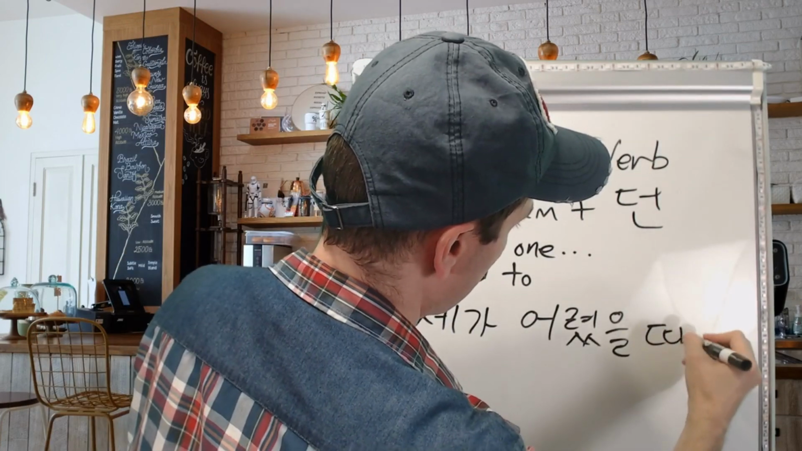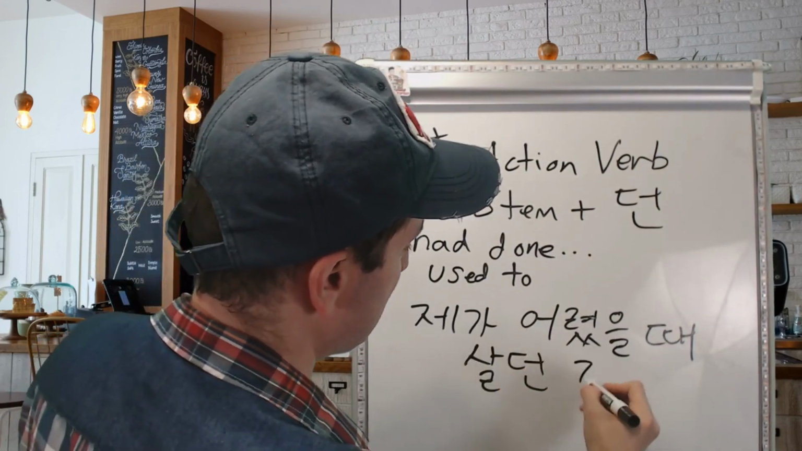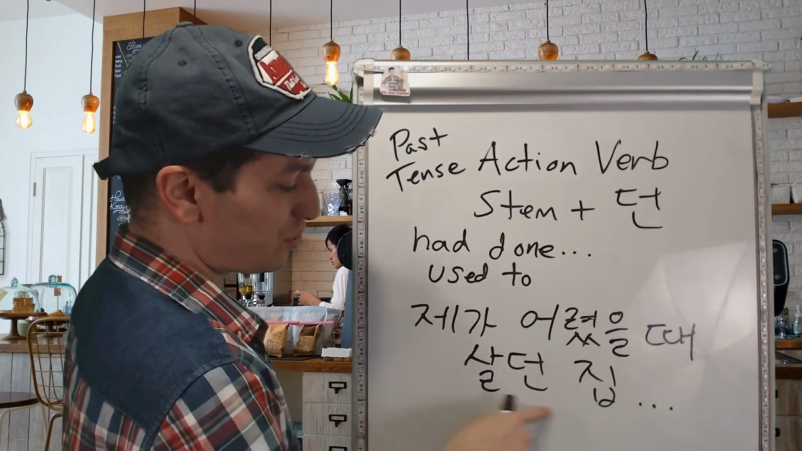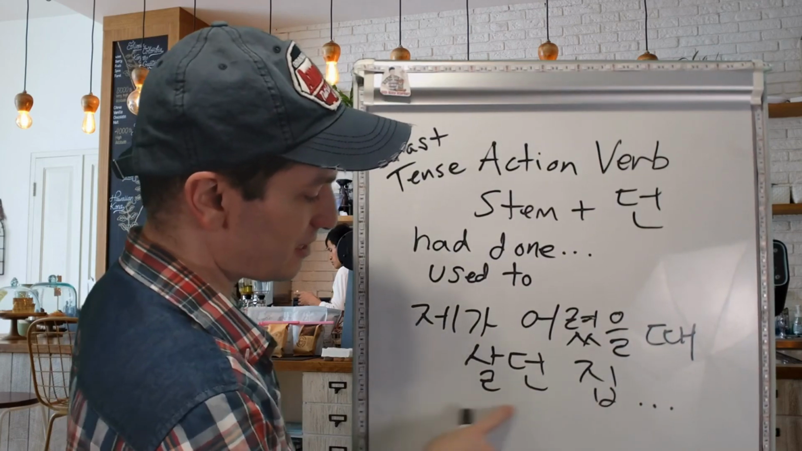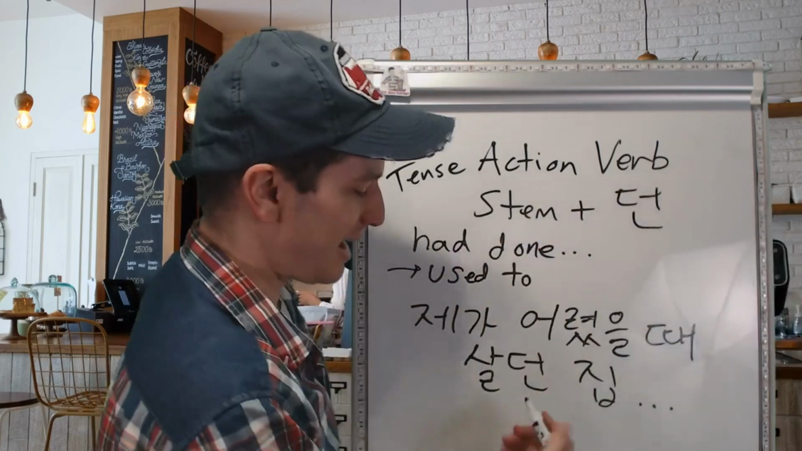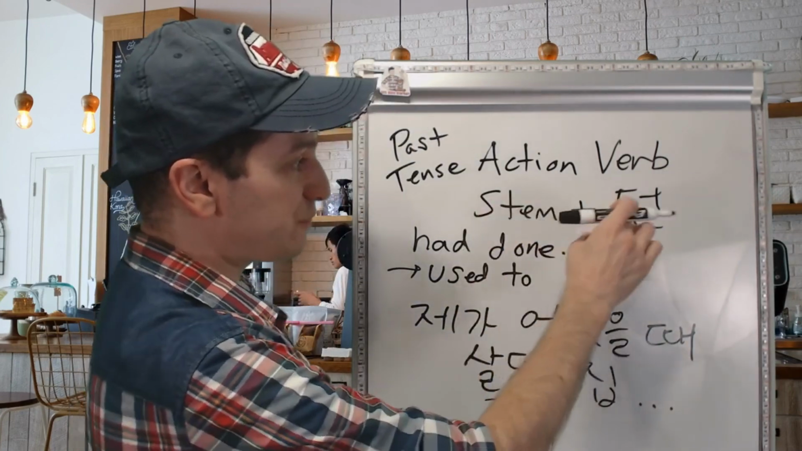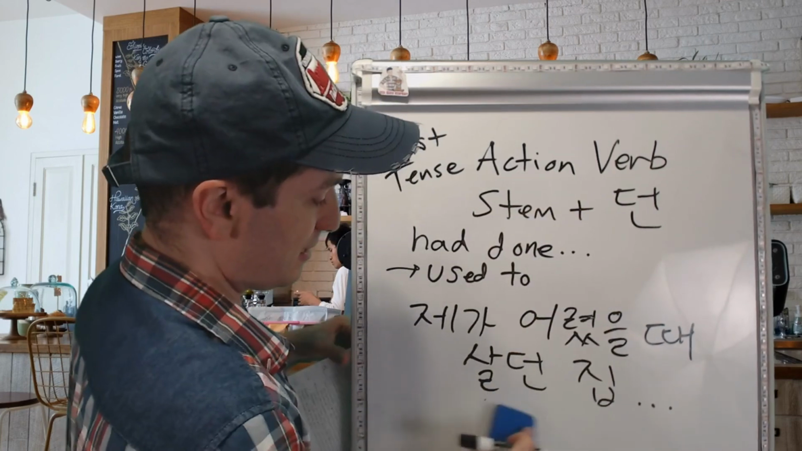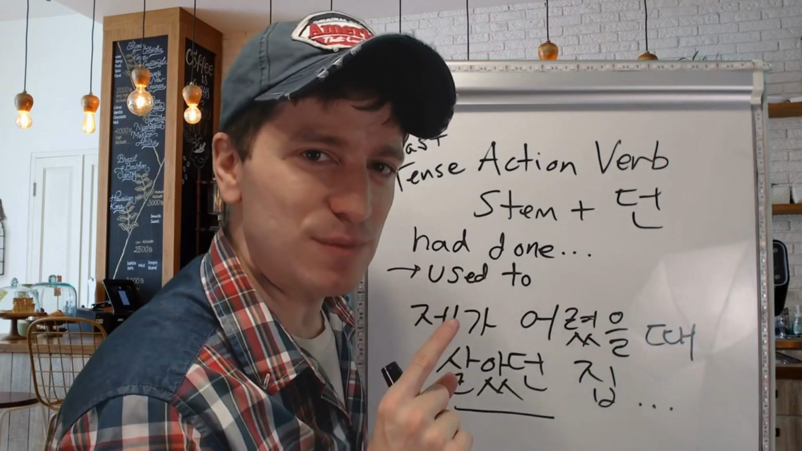제가 어렸을 때, when I was young, 살던 집, the house I used to live at, the house I had lived at, right? This is just regular present tense. Frequently, continually, I had lived in it when I was young. So 살던 집. So this form also means past tense. So we can do this. 살았던 집. There's a slight different meaning to the two forms.